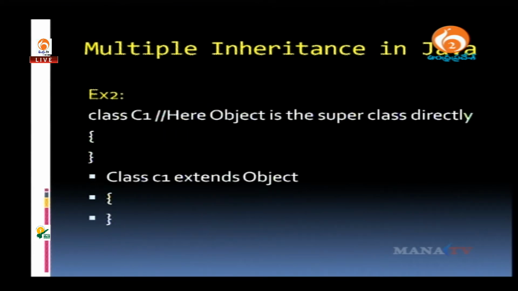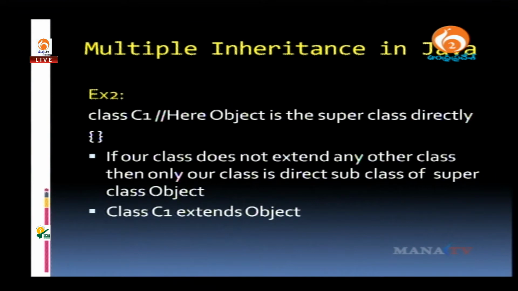Class C1, I am not extending other classes. Now we can say that here Object is a direct superclass. At the time of compilation it looks like this: class C1 extends Object. So now you are able to give the answer for why multiple inheritance is not supported in Java. Object is a superclass for every class, but it is not multiple, it is multi-level inheritance. It follows multi-level but not multiple inheritance.